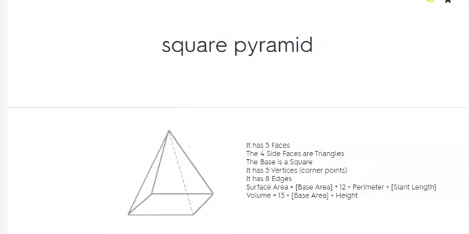Square pyramid. It has 5 faces. The 4 side faces are triangles. The base is a square. It has 5 vertices. It has 8 edges. Surface area equals base area plus 1/2 x perimeter x side length. Volume equals 1/3 x base area x height.